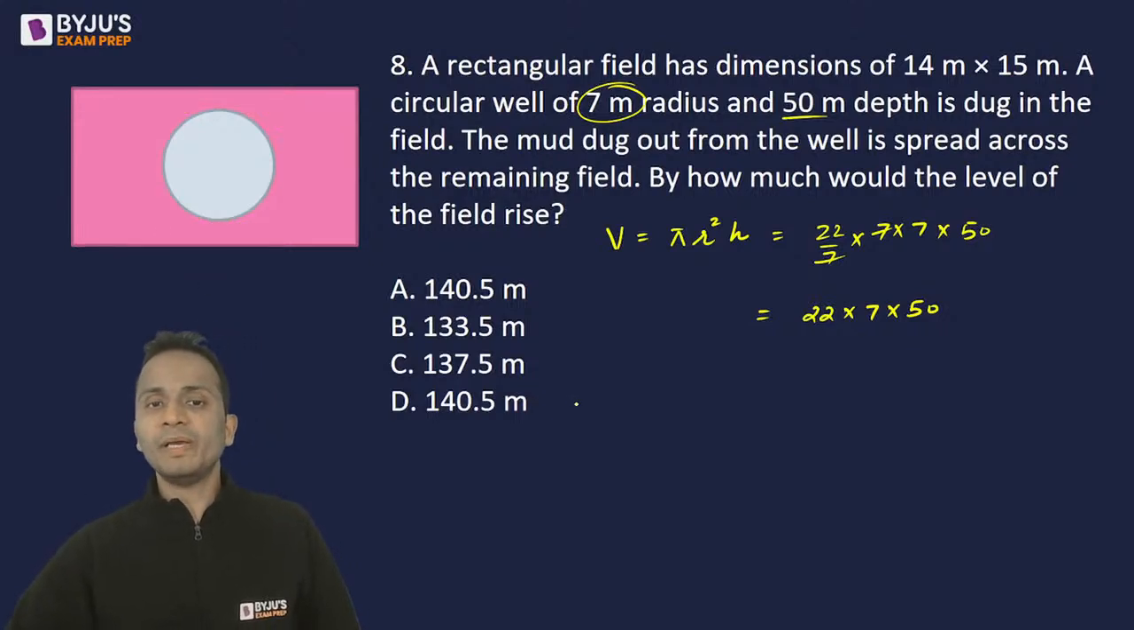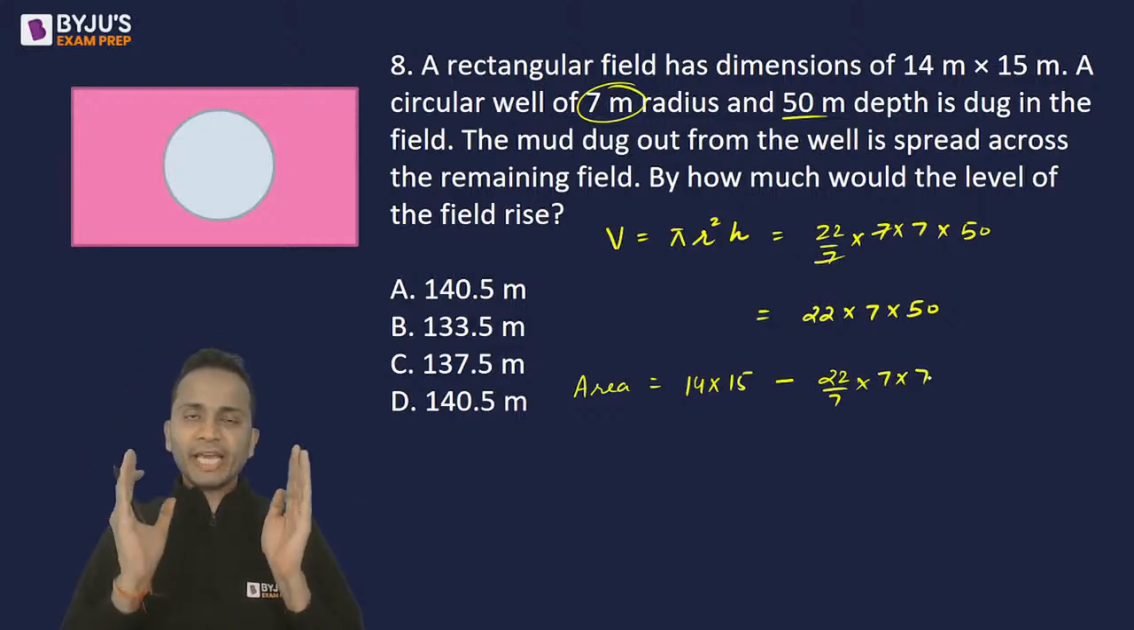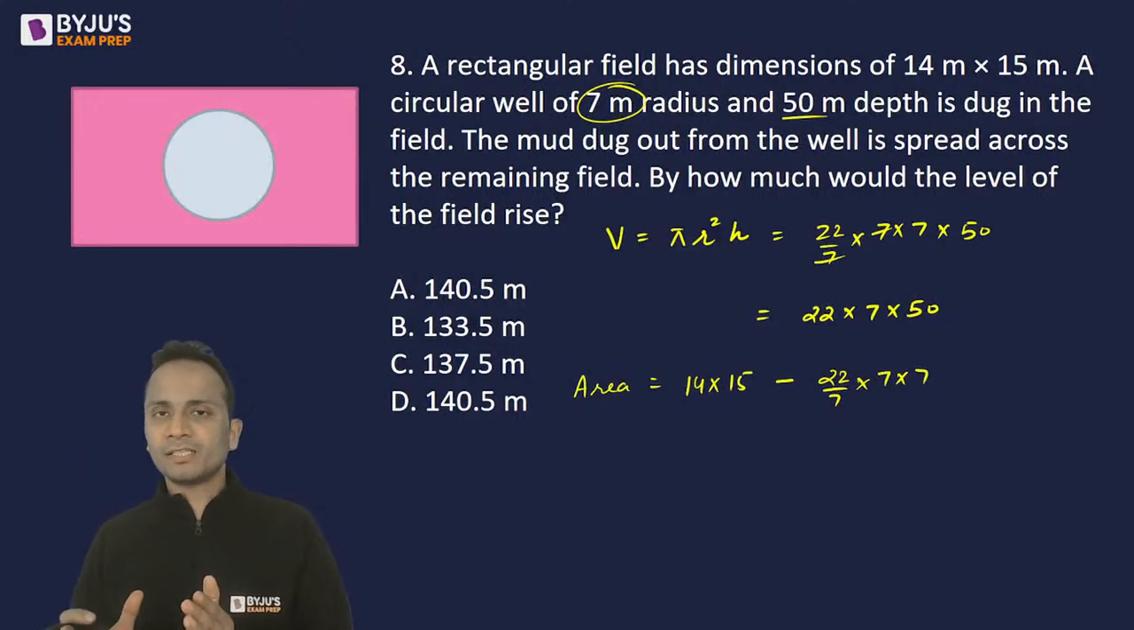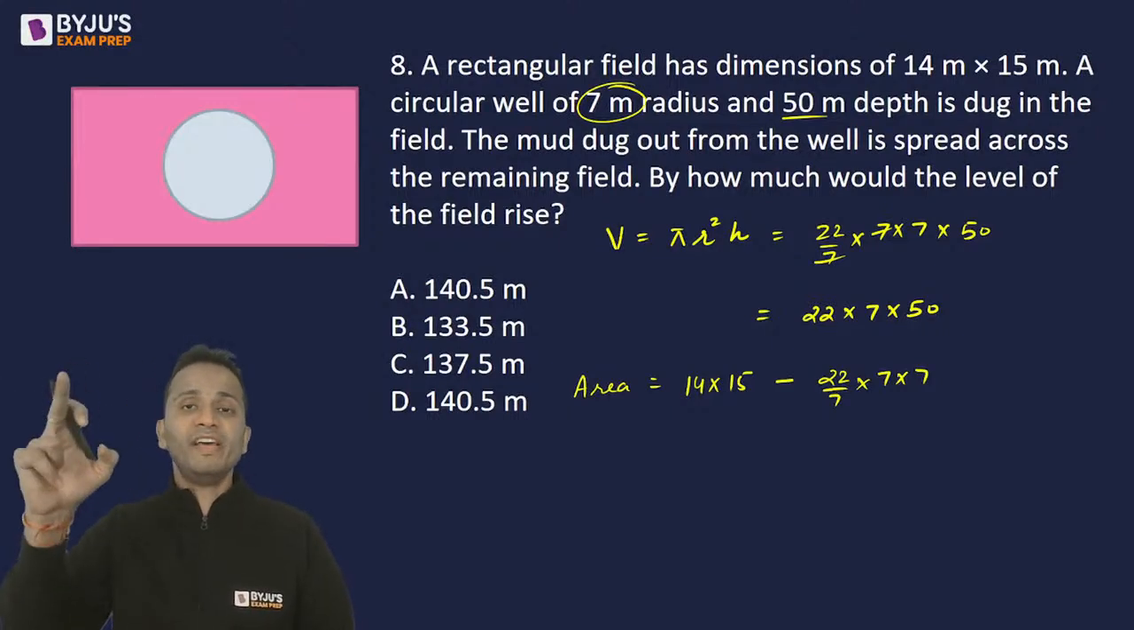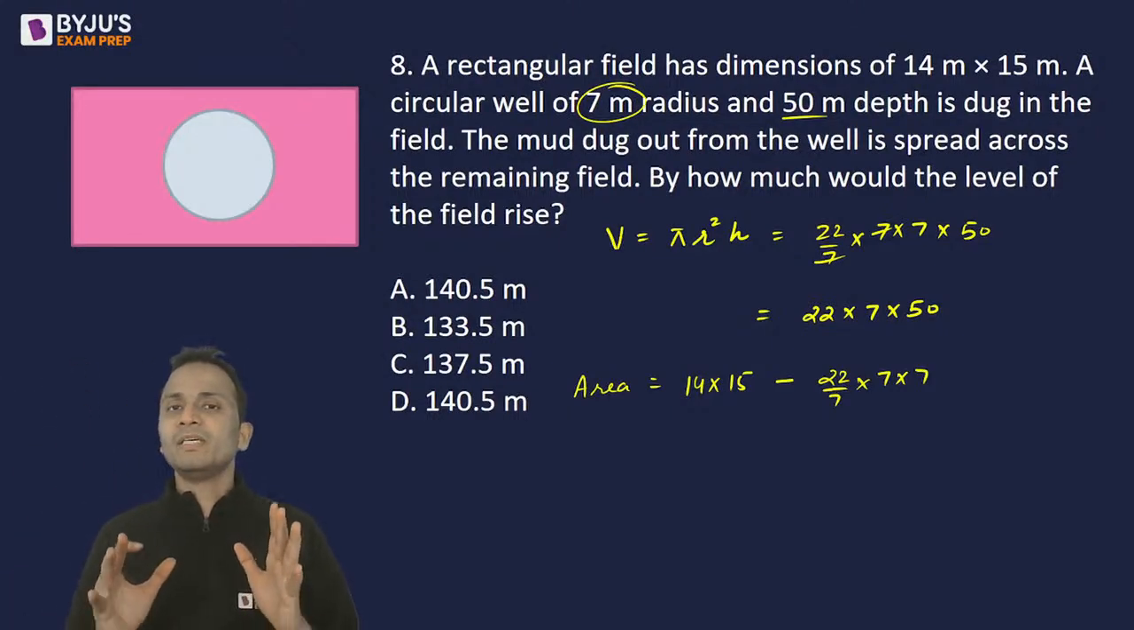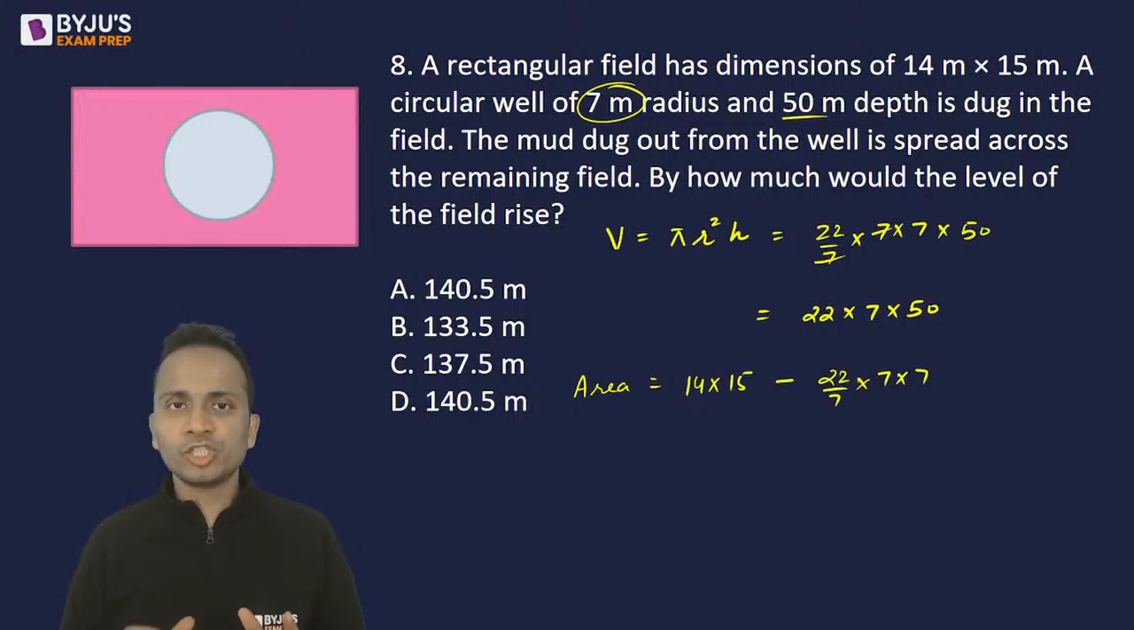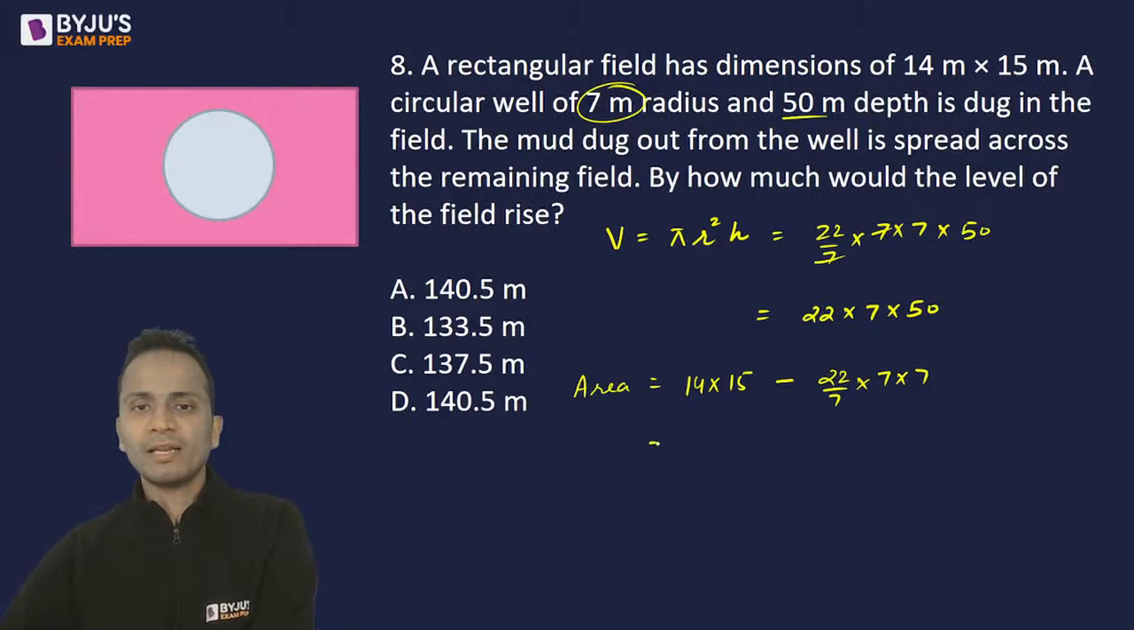So the area of this remaining part of the field will be the area of the rectangular field, which is 14 multiplied by 15, minus the area of the circle. Area of the circle is pi r square. So pi, that is 22 upon 7 into 7 into 7. So the area of the rectangular field minus the area of the circular well will be the area of the remaining portion on which you will have to spread this mud. Okay, so let's do the calculation.